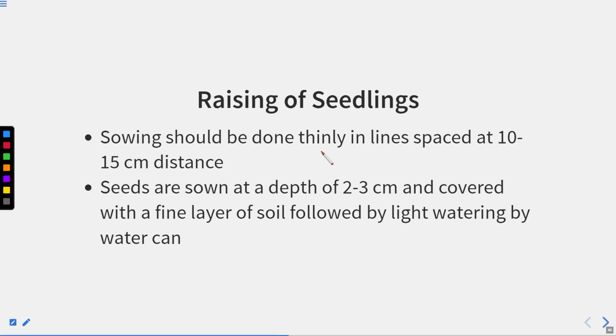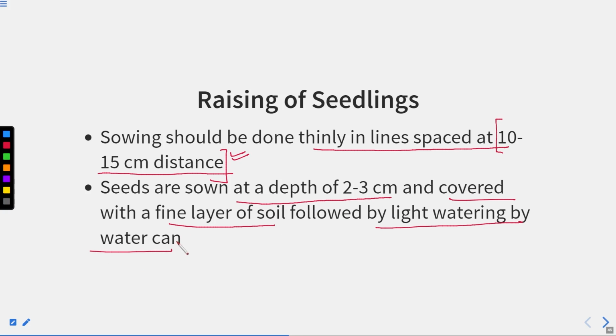Sowing should be done thinly in lines spaced at 10 to 15 centimeter distance. So, we can sow this seed with a spacing of 10 to 15 centimeter in between the plants, right? So that there should be proper growth of each plant. Now, seeds are sown at a depth of 2 to 3 centimeter and covered with a fine layer of soil, followed by light watering.